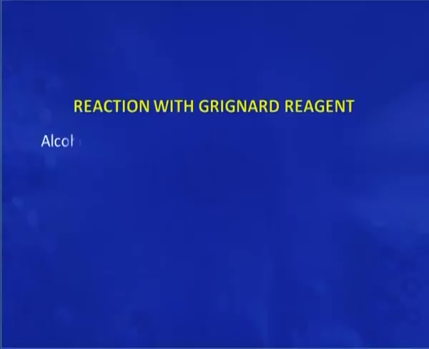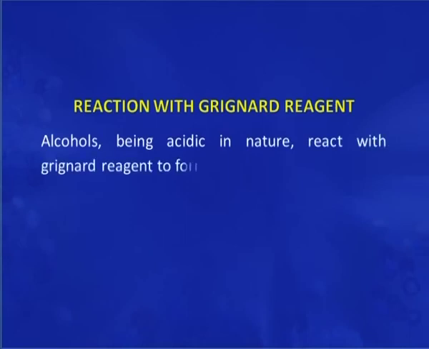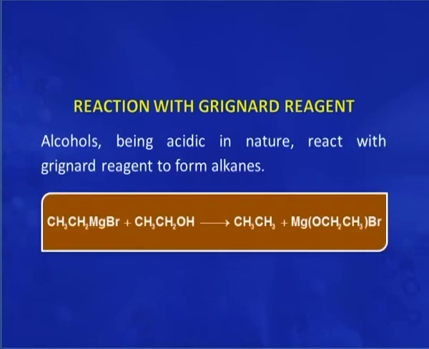Let us now discuss the reaction of alcohol with Grignard reagent. Alcohols, being acidic in nature, react with Grignard reagent to form alkanes. When we react ethyl magnesium bromide with ethanol, the product is ethane. If we take a different alkyl magnesium bromide, the product will be a different alkane.